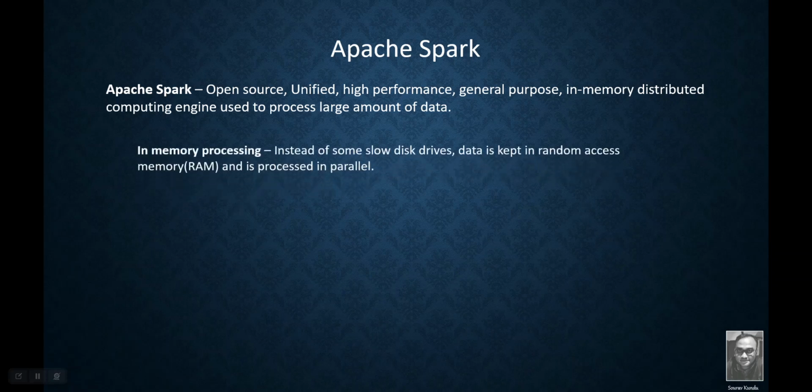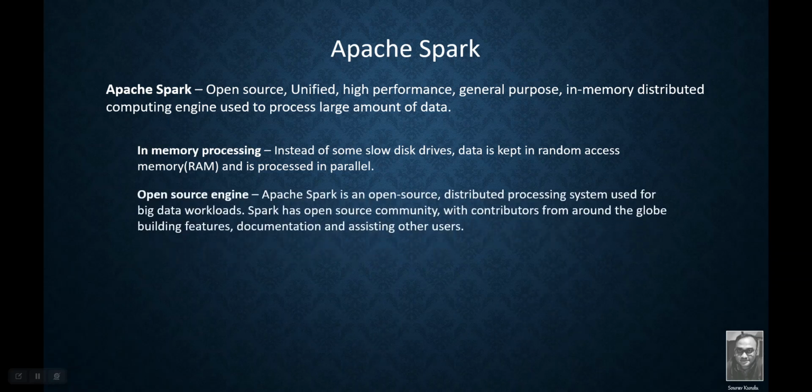So what is in-memory processing? You can understand that instead of working with the disk drives, the data is kept in random access memory and is processed in parallel. So as it is processed in memory, it's comparatively faster.